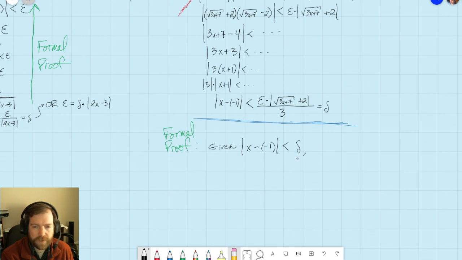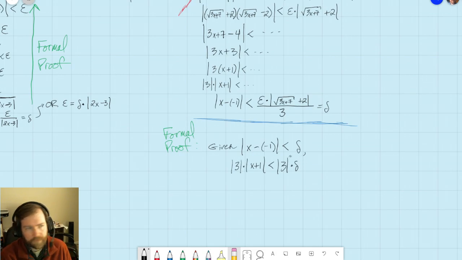We're going to say that given that this is true, we then want to show that we've got all this stuff going on up there. So I'm going to multiply both sides by 3. x plus 1 is less than 3 times delta. This is then going to allow me to make this 3 times x plus 1 on the inside of the absolute value. It's less than 3 delta, because again, the absolute value of 3 is just 3.